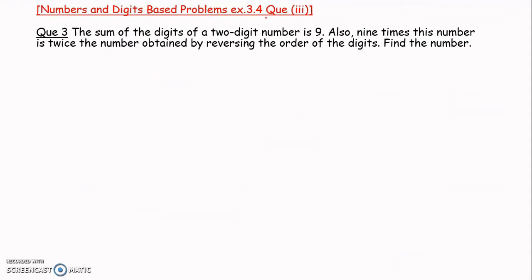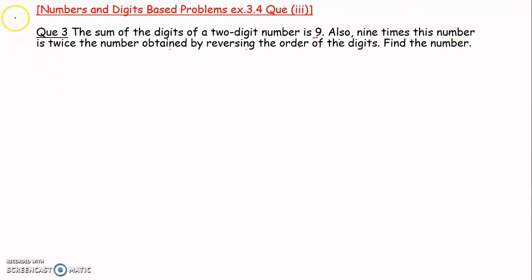The sum of the digits of a two-digit number is 9. Also, 9 times this number is twice the number obtained by reversing the order of the digits. So find the number.